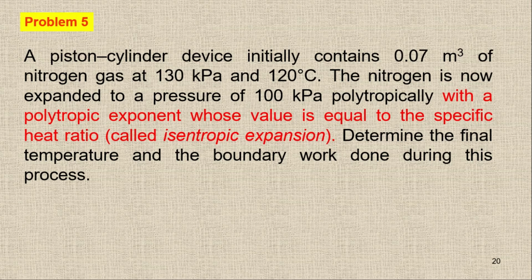Now this is a new term. Whenever we have n equal to the specific heat ratio, the process is called isentropic expansion. In this case, you have to determine the final temperature and the boundary work during this process. You have to find the final temperature and then the boundary work. Now here we have a polytropic process, and the value of n is given, which is the ratio of the specific heats. Normally we have two specific heats, one is Cp and one is Cv. The specific heat at constant pressure and the specific heat at constant volume.